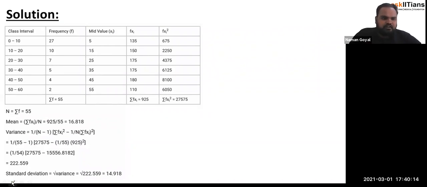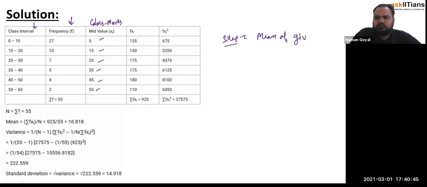Okay, let me tell the solution here. First of all, we have to draw the table of class marks, then the frequency table, then the mid value, which is also known as, this is class interval, this is also known as class marks. Okay, 5, 15, 25, 35, 45, and 55. So first step, we have to find out the mean of the given data.